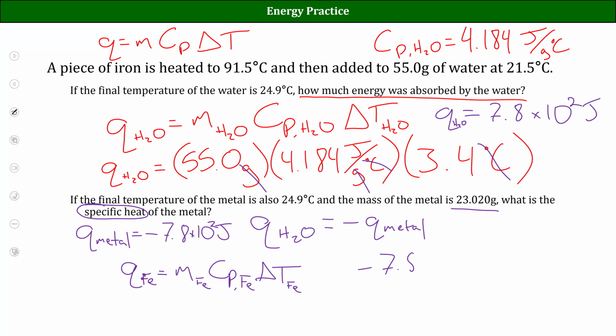Negative 7.8, 10 to the 2 joules equals 23.020 grams, Cp. And delta T, I didn't leave myself enough room. Delta T for the metal, there's our initial temperature of the metal, and our final temperature is 24.9. So it's a much larger change in energy. Something just under 70, right? Negative 66.